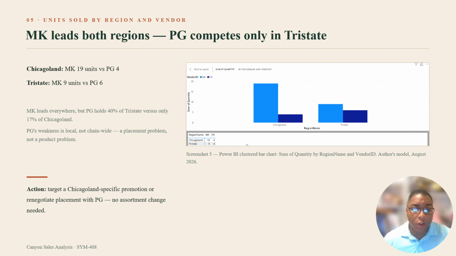So PG sells respectably in Tri-State while barely registering in Chicago. Here is why this matters. PG's weakness is confined to one region, which points to a local merchandising issue, not a weak product. Instead of changing the overall assortment, we can target Chicagoland with specific promotions or renegotiate shelf placement with the supplier. That distinction, product problem versus placement problem, is exactly what this chart lays out.